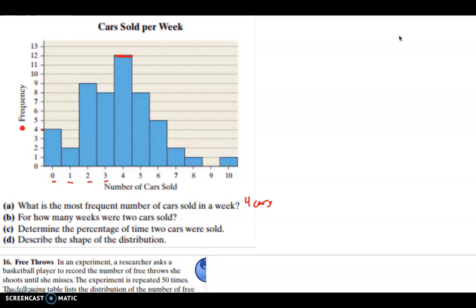Okay, for how many weeks were 2 cars sold? So when we look at the number of weeks 2 cars were sold, here's our 2, and that height there is 9, so there were 9 weeks.